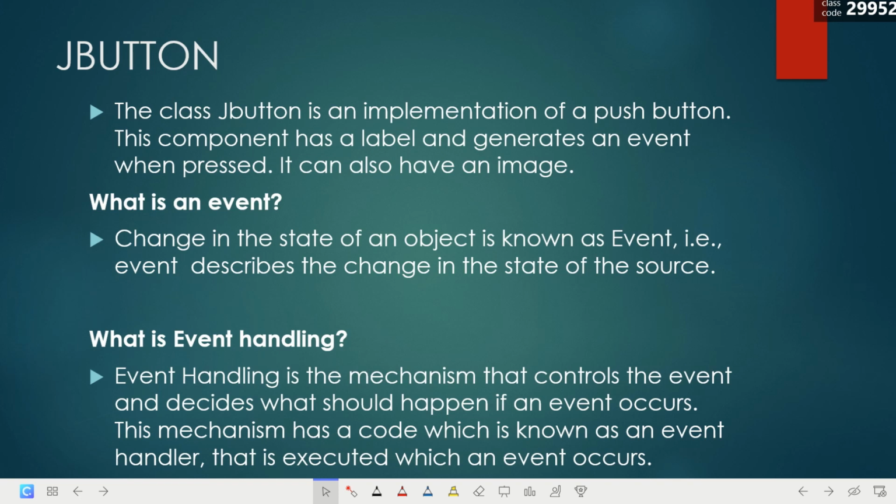Now, what is an event? A change in the state of an object is known as an event. An event describes the change in the state of the source. Now, what is event handling? Event handling is the mechanism that controls the event and decides what should happen if an event occurs. This mechanism has code, known as an event handler, that is executed when an event occurs.